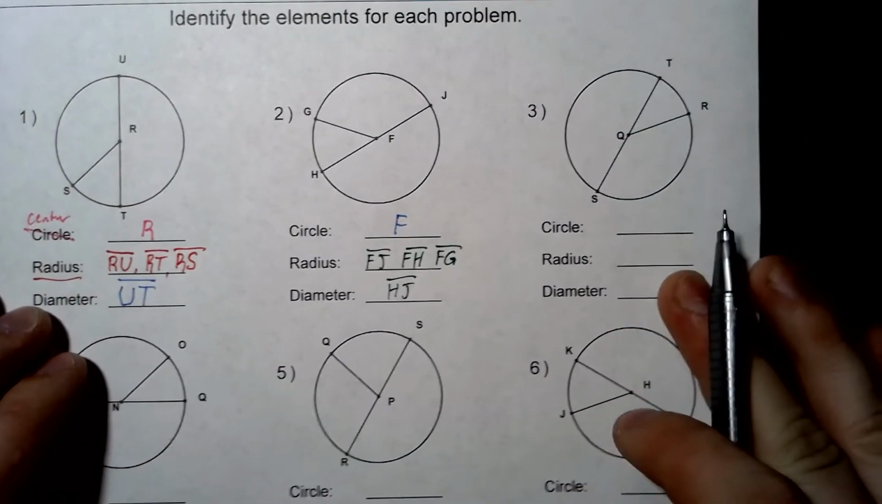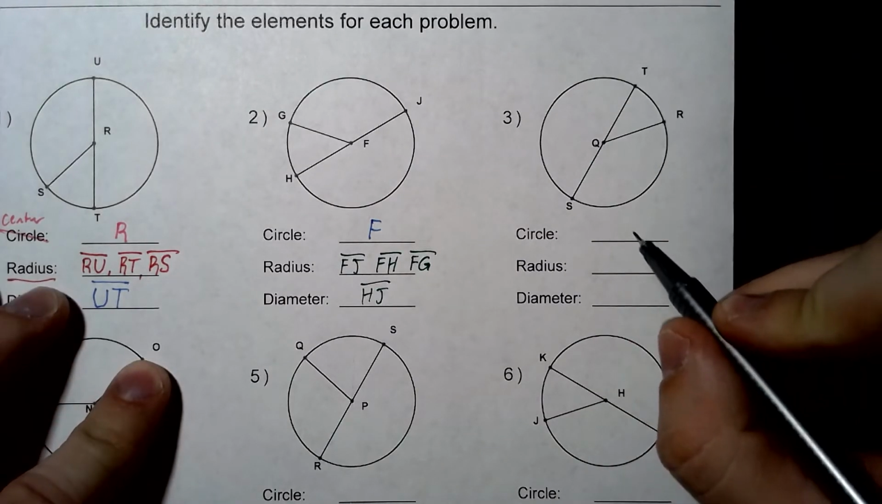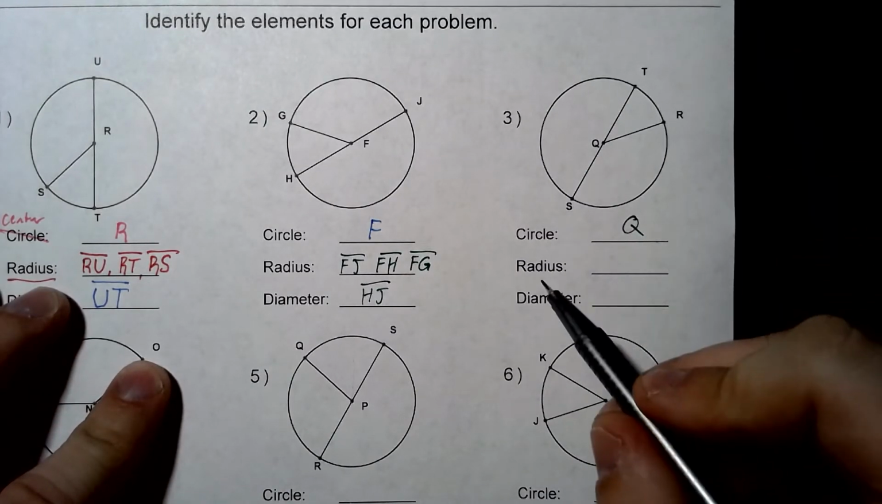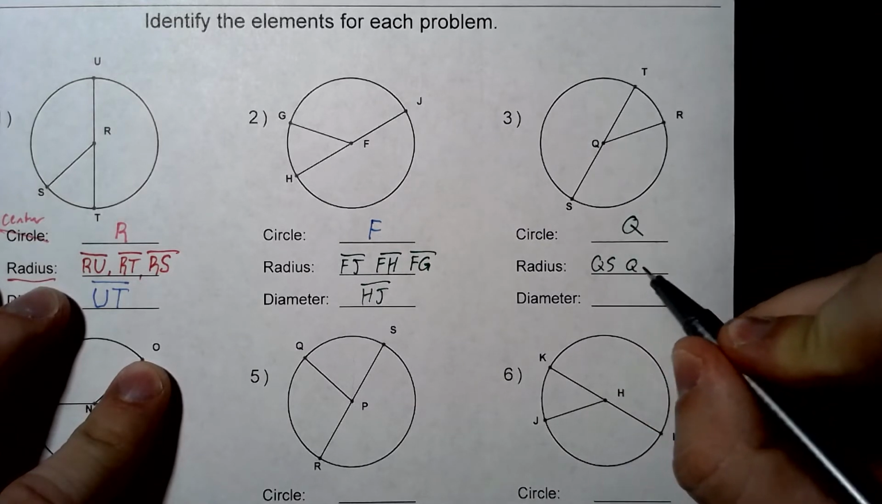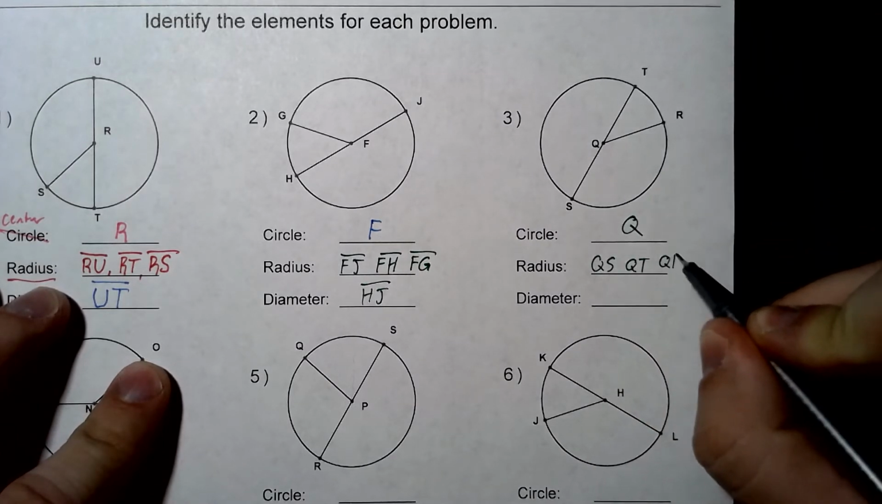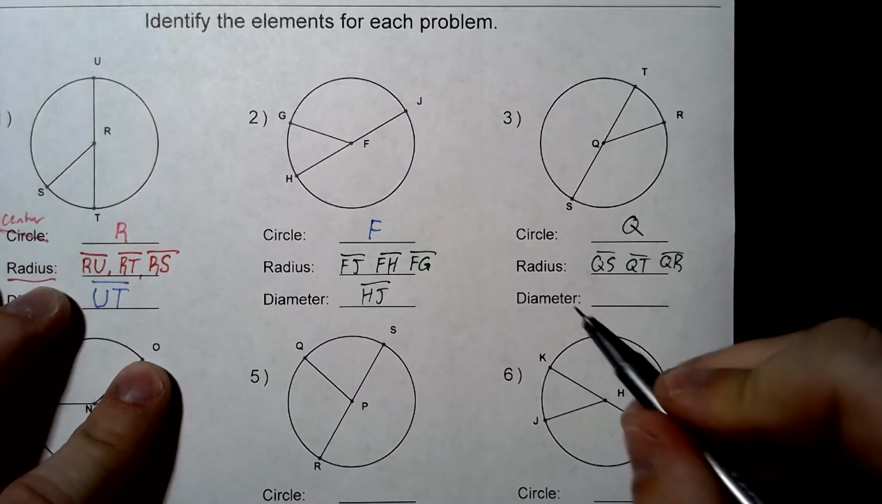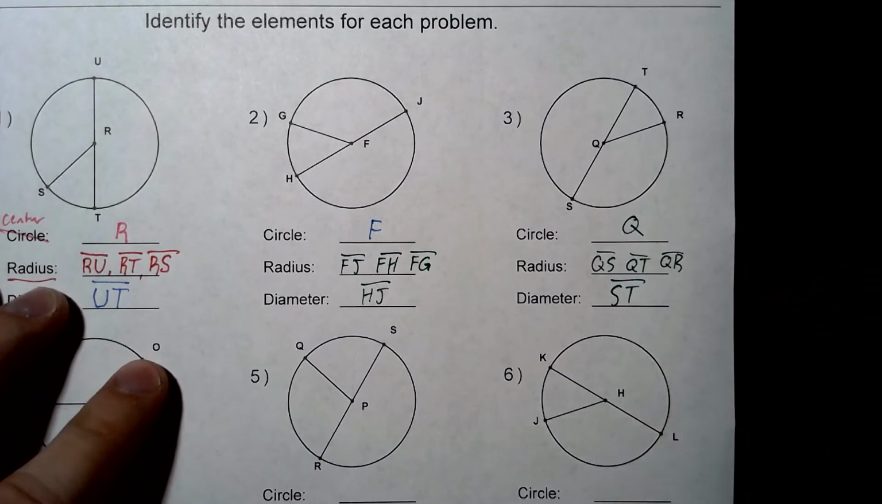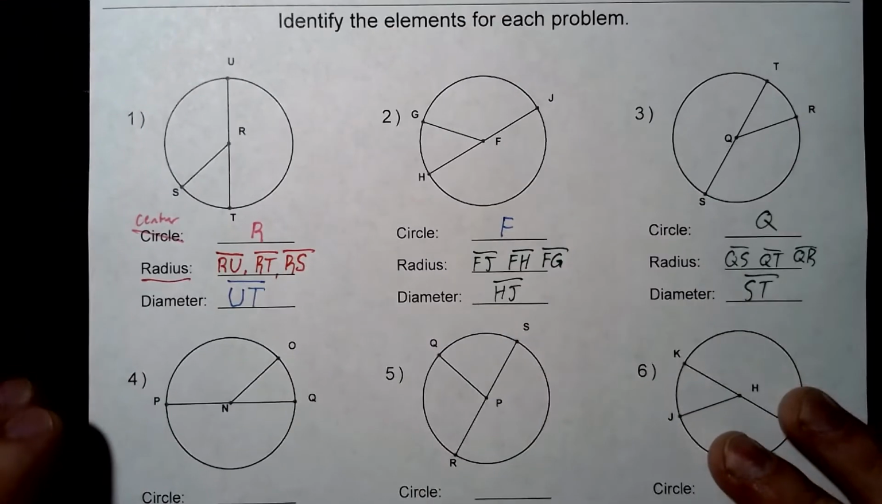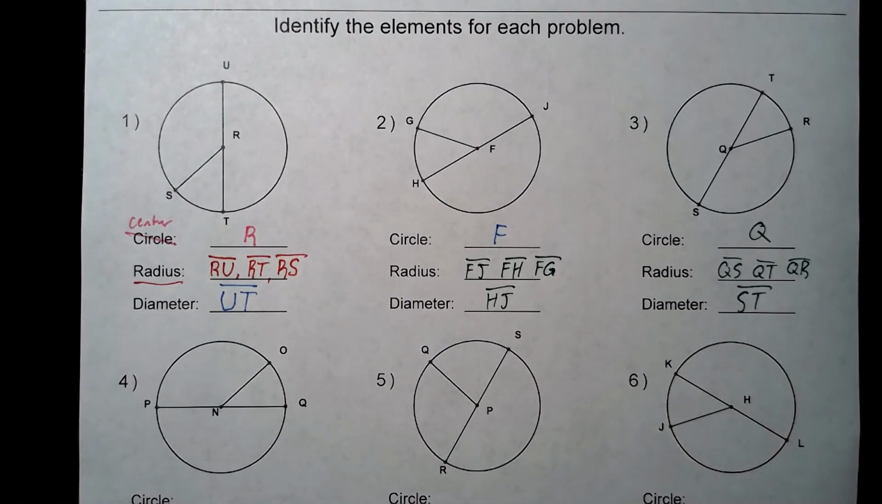Number 3, circle is going to be circle Q. Radii are at QS, QT, and QR. My diameter is from S to T. And this is all there is to identifying parts of a shape. It doesn't go too much deeper than this.